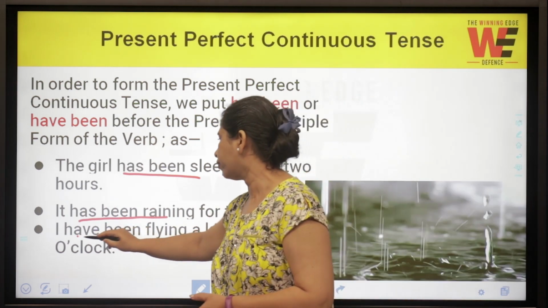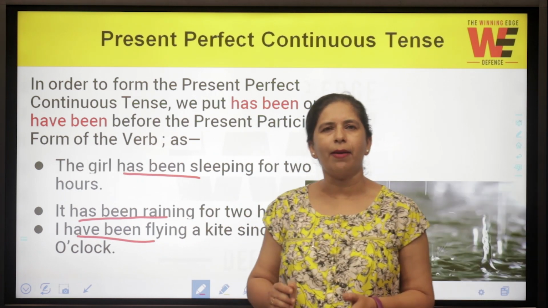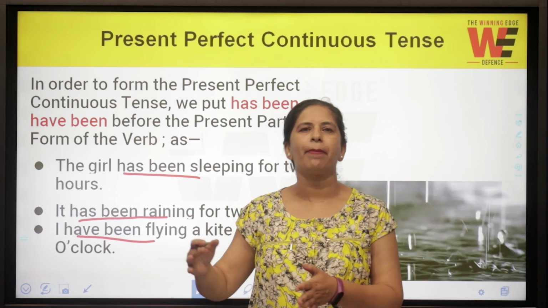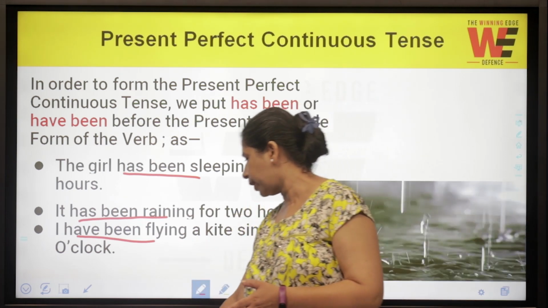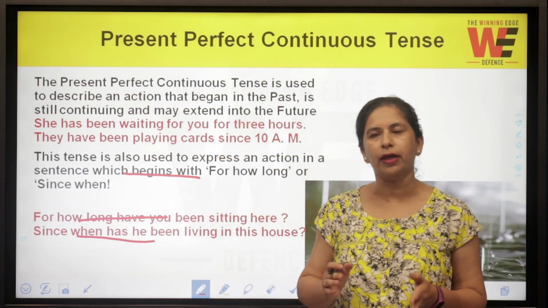I have been flying a kite since 2 o'clock. So all these are the examples of present perfect continuous tense. So some action is happening. It is happening currently. The action is still going on even now. So that is what is meant by present perfect continuous tense.